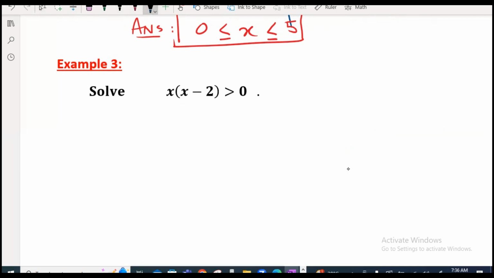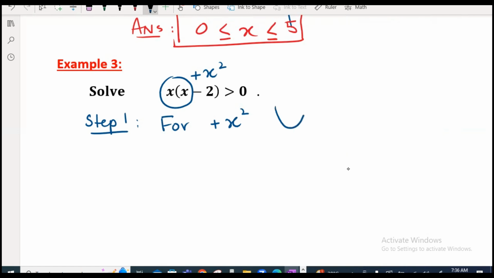Step number 1 is to check whether the coefficient of x square is positive or negative. When we multiply this, we have positive x square. So for positive x square, this type of parabola will be drawn, and you can memorize it by the happy face for positive x square here.